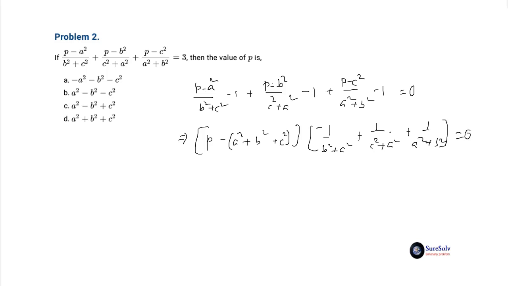equal to 0. As the second factor consists of all the square terms, it cannot be 0. So the first factor must be 0. That means p equal to a square plus b square plus c square. Answer is option D.